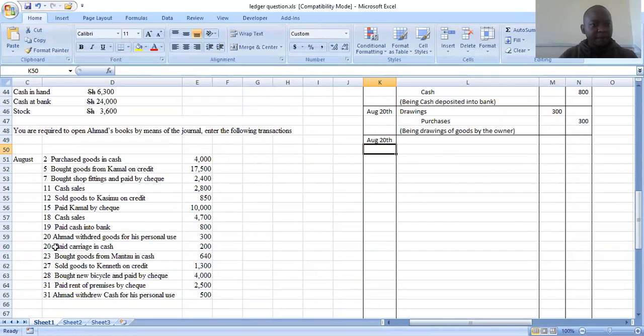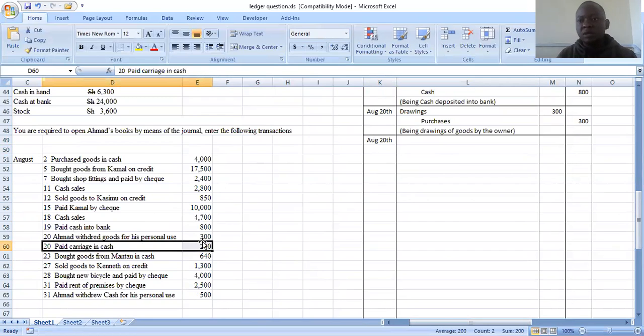August 20th, what happened? Paid carriage in cash. So which two accounts here? One is carriage, the other is cash account. What type of accounts are they? Carriage is an expense. Carriage means transport in this case. So carriage is an expense, cash is an asset.